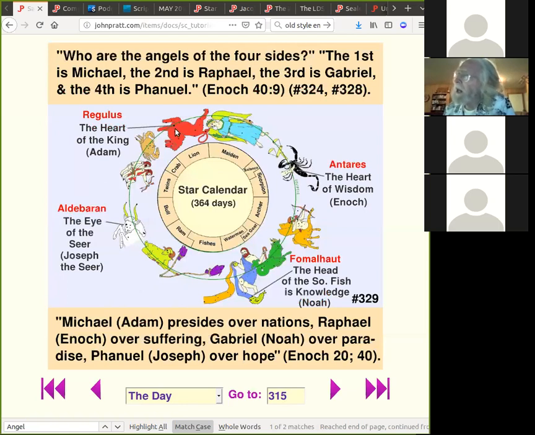So the heart of the lion, Regulus, of the king is Adam. And see, these are in order. The first is Michael. There it is. Second is Raphael. So they actually go around the circle in order. Usually the Lord in scriptures does things in order. That is Antares, the heart of wisdom. This is the heart of the king, but it's more the emotional heart. And it's fiery. This is the king when he's killing.